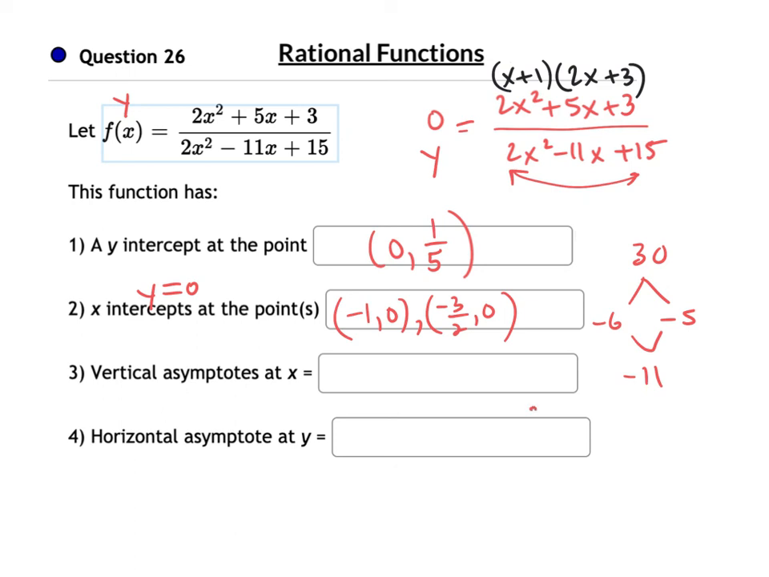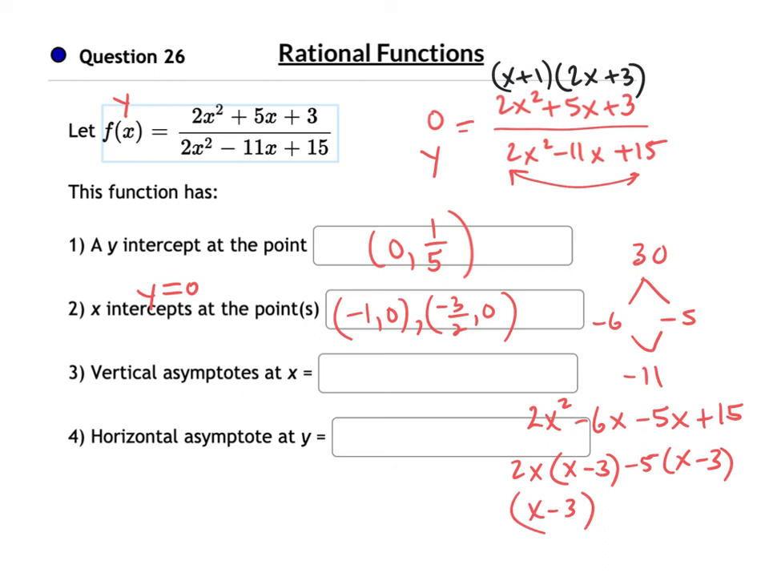Let's rewrite the equation then as 2x squared minus 6x minus 5x plus 15, which is 2x times x minus 3 minus 5 times x minus 3. X minus 3, pull that out of both, times 2x minus 5.